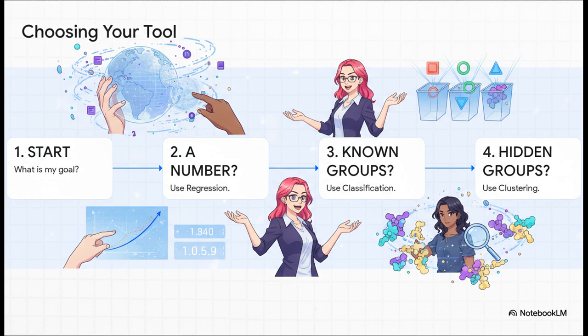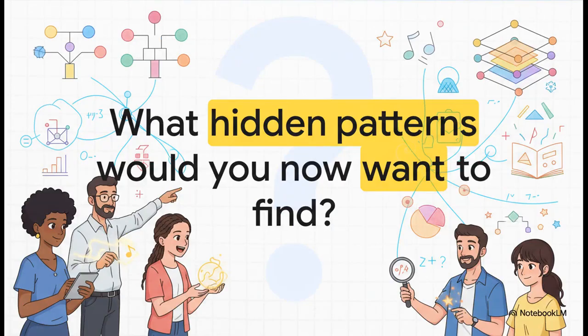First, what are you trying to do? If the answer is predict a specific number, then you need regression. If the answer is sort things into groups I already know about, you need classification. And if you're just on a mission to find new, hidden patterns in your data, then clustering is your best friend. It's that simple.